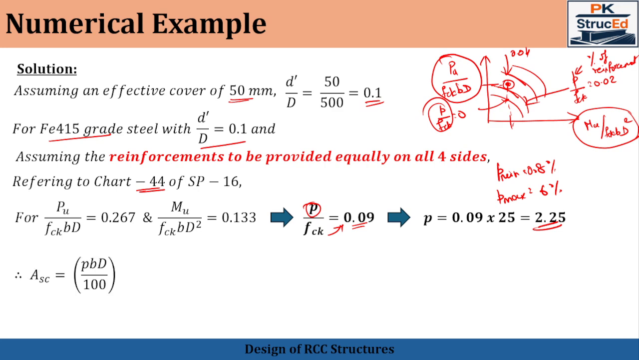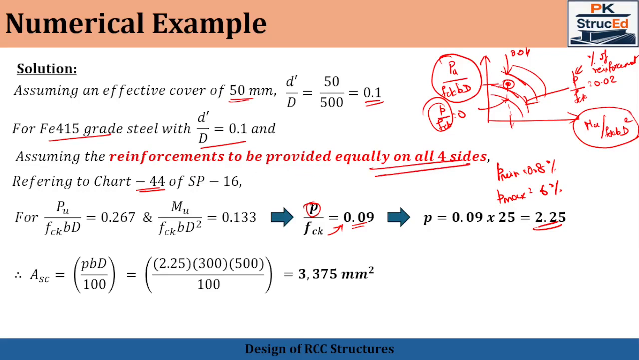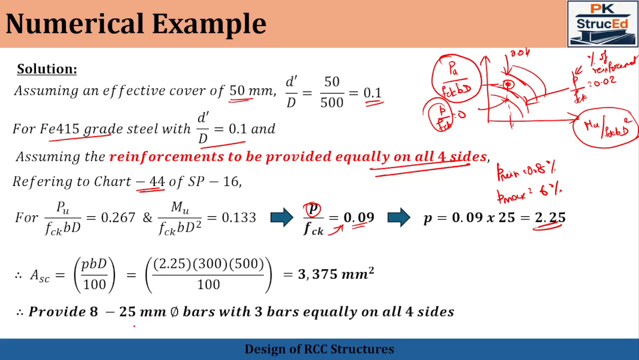Now for this, we can find the area of the steel required. That is, Asc will be equal to P into bD by 100, where P is the percentage and b and D are the cross dimensions of the column. Substituting all the values, we get the area of steel required as 3375 mm square. Since we already assumed that the reinforcement is to be provided equally on all four sides, the number of bars should be a multiple of 4. So let me assume I am going to provide 8 numbers of 25 mm dia bars, with 3 bars equally on all 4 sides, which will provide the area of steel as 3927.